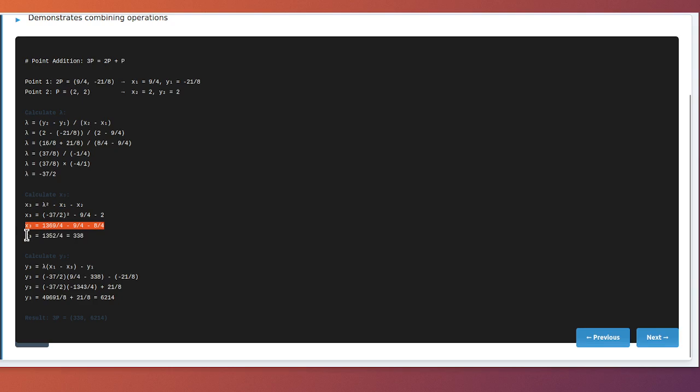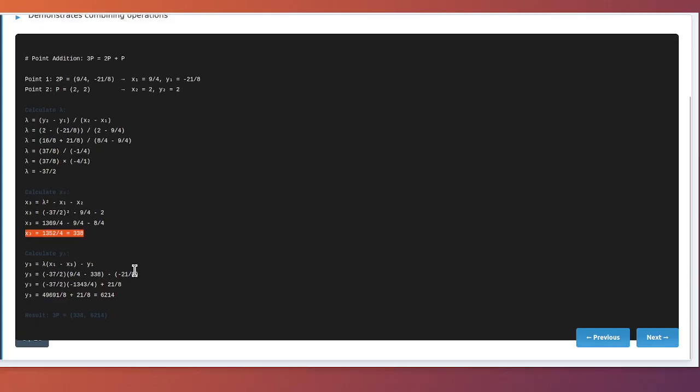Converting 2 to fourths, we get 2 equals 8/4. Therefore, x sub 3 equals 1369/4 minus 9/4 minus 8/4, which simplifies to 1352/4, or 338. The x-coordinate of 3p is 338. Third, compute y3. y3 equals lambda times the quantity x1 minus x3, minus y1.